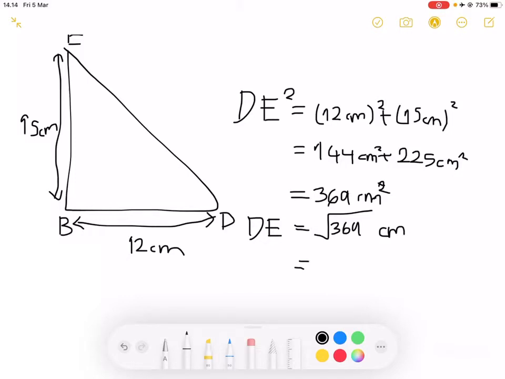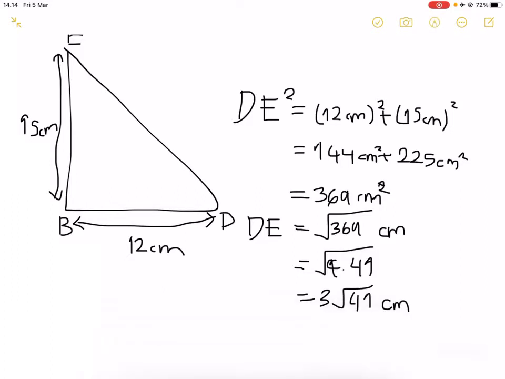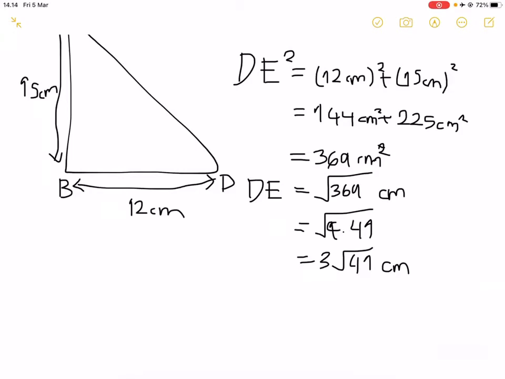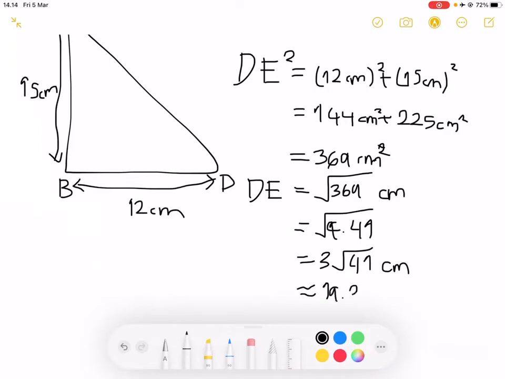Or I would probably just factor out a 3 out of this. I mean a 9 from this, but later on it will be 3 outside. So we have 9 times 41. Taking the square root separately, you got this will be equal to 3 times square root of 41 centimeters. And if you input this to a calculator, you'll get this is roughly equal to 19.2093727 and so on centimeters.